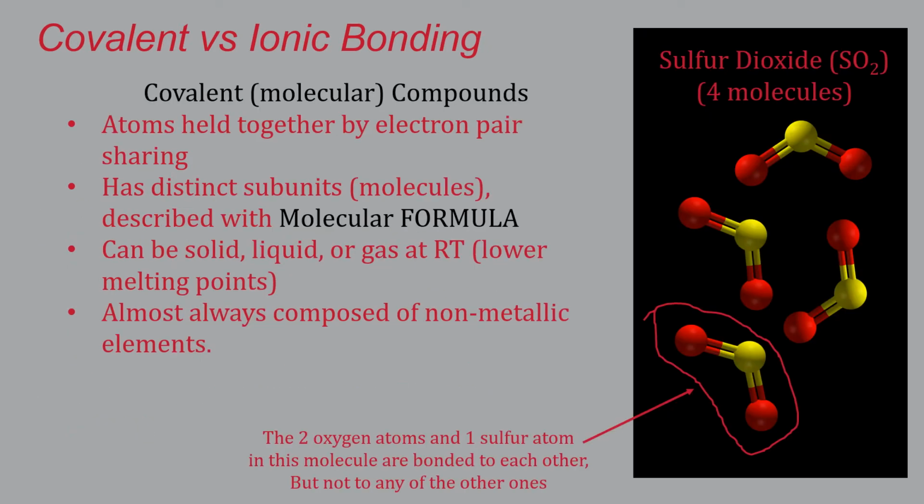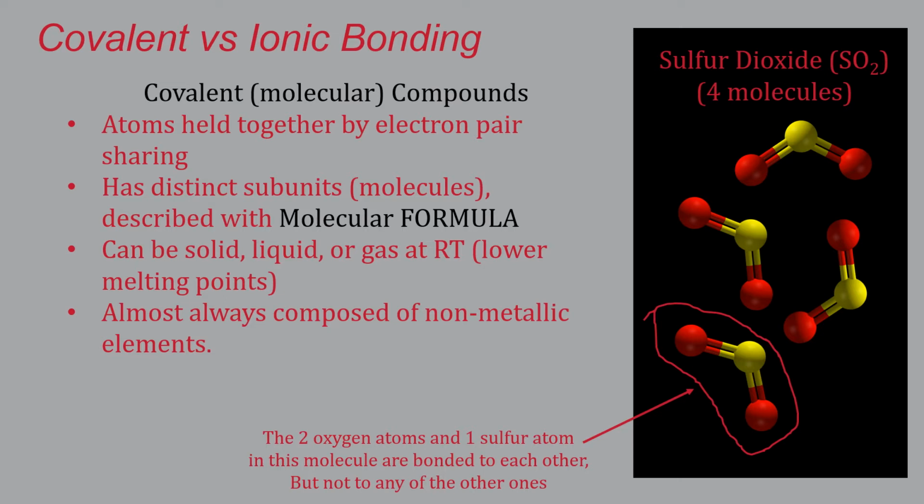The other type of compound that we discussed were covalent or molecular compounds. These are held together by electron pair sharing, not actual electrostatic attractions and repulsions. Now, these do have distinct subunits that we call molecules that describe the smallest number of atoms that are actually held together by this electron sharing. So we describe them with a molecular formula, and not just a ratio, but the actual numbers.